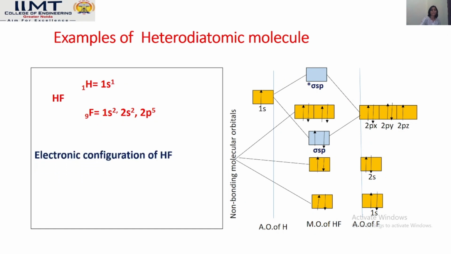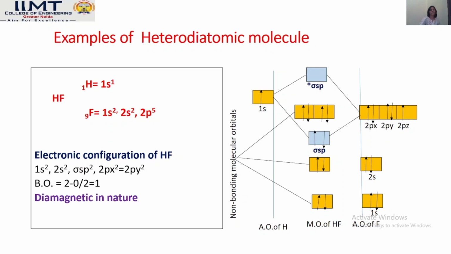The electronic configuration of hydrogen fluoride is 1s2, 2s2, sigma sp2, 2px2 equal to 2py2. The bond order of hydrogen fluoride is 1, as the number of electrons in bonding is 2 and the number of electrons in antibonding is 0, as the sigma star sp orbital is empty. All the electrons are fully paired, so it shows diamagnetic nature.